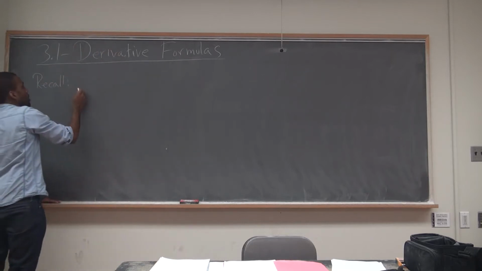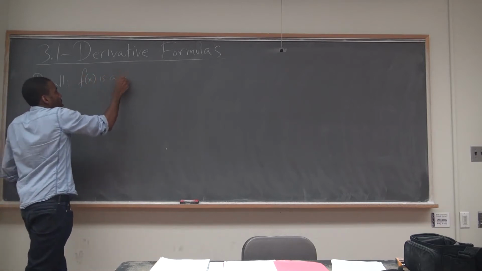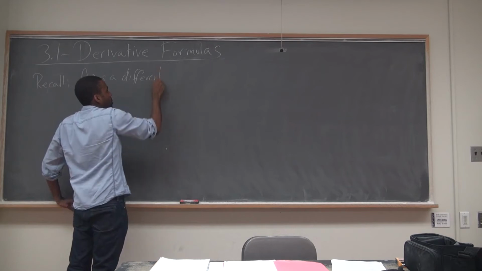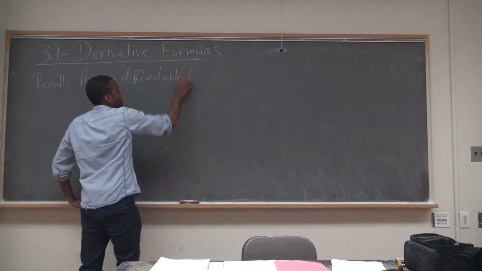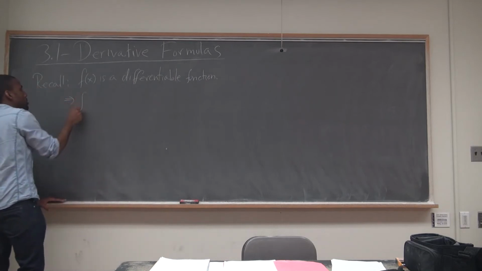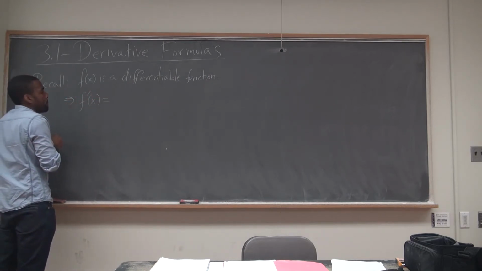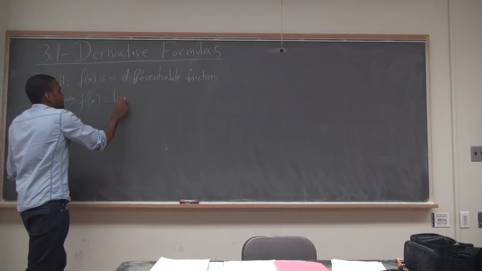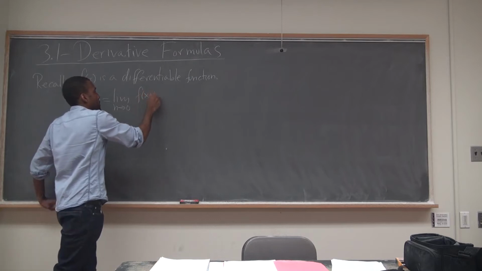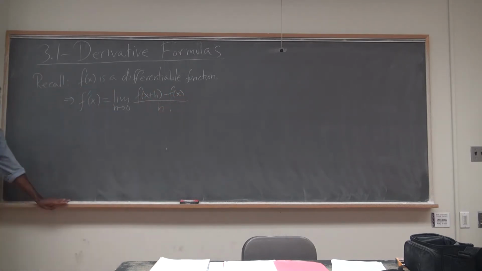Recall, f is a differentiable function. Then f prime of x is equal to what? The limit as h goes to 0 of f of x plus h minus f of x, all over h. That is the derivative.